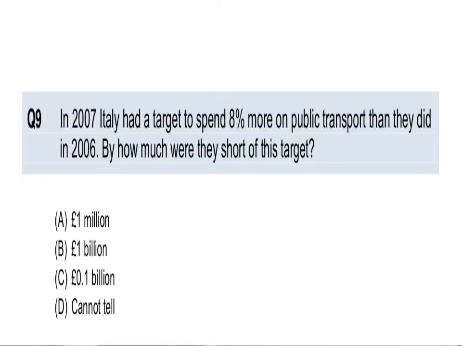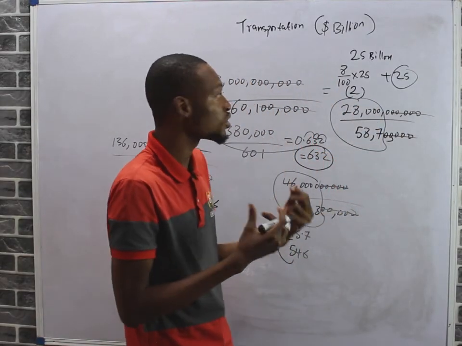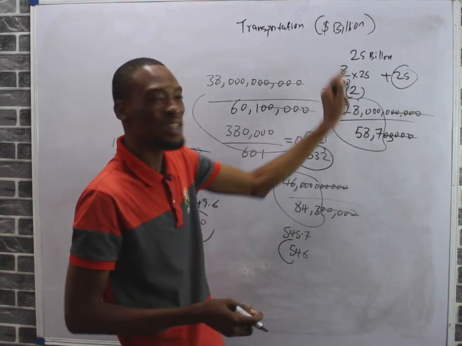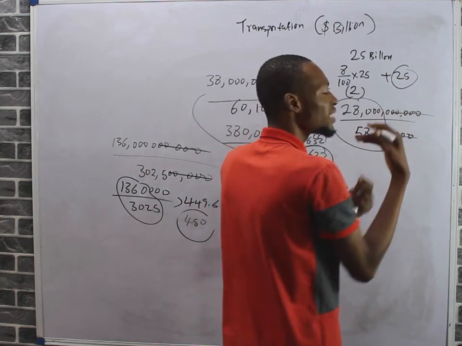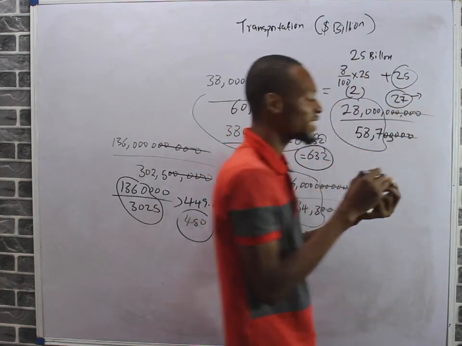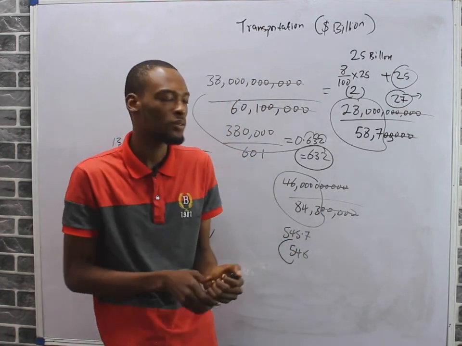Now, 8% of 25 is 8 times 25 over 100. And that is 200 divided by 100. That's 2. So 8% of 25 billion is 2 billion. Now, they spend 25 billion, which means 8% more will be 25 billion plus 2, 27 billion. So, anytime we say percent more, it means look for the percentage and add to the current value.